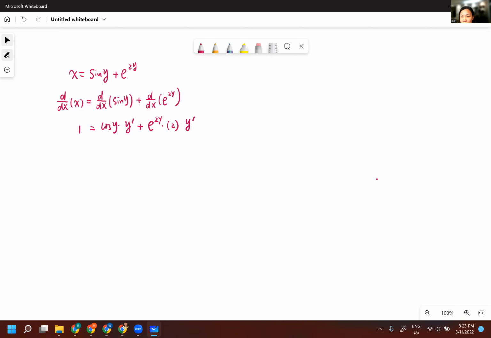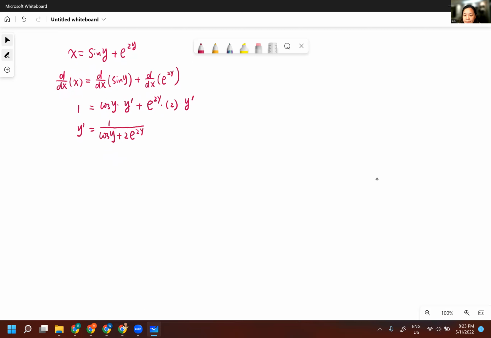Now with these 2 implicit differentiations, you have to do d/dy first and then dy/dx. And this one, d/dy itself, is a composite function. Now I can solve for y prime. Y prime equals 1 over cosine y plus 2e to y. Okay? Now the 2nd time.